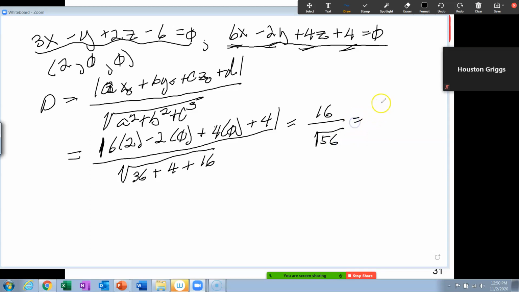Okay, well, that would be 16 over. Now, I know that 4 will go into 56 16 times, right? No, 14 times. 14 times 4 is 56. So this will be 2 times the square root of 14, right? I'm doing it in my head. So this would be 8 over root 14.